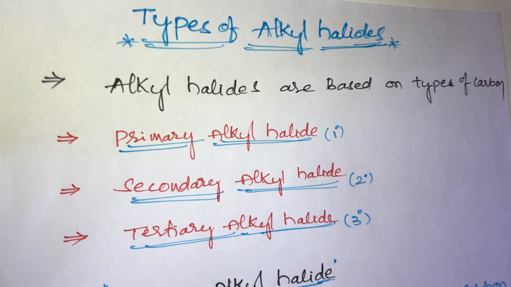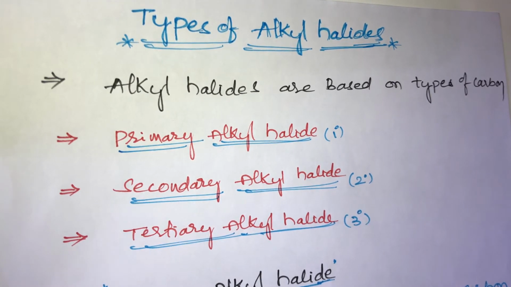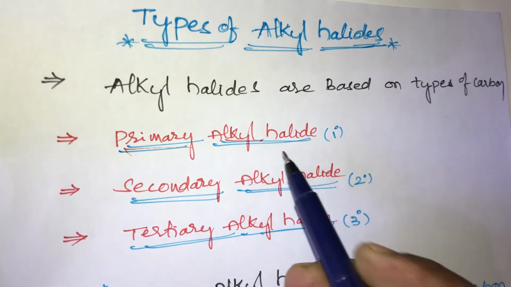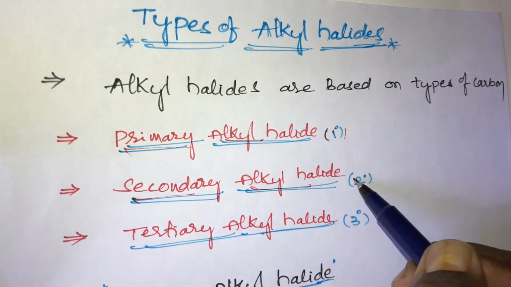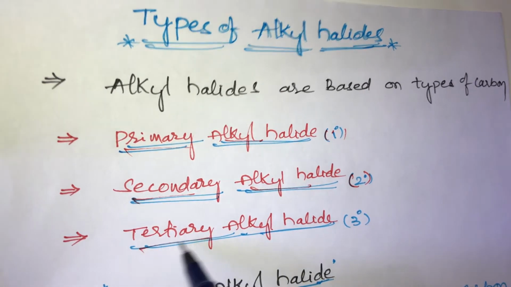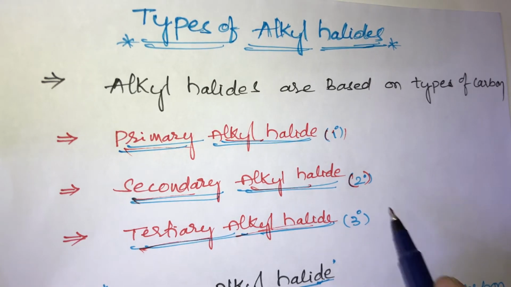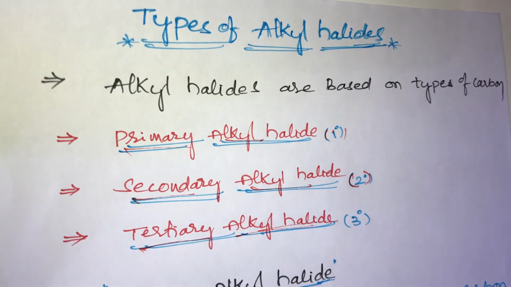Generally they are classified into three types. The first one is primary alkyl halide, the second one is secondary alkyl halide, and another one is tertiary alkyl halide. Primary alkyl halide is denoted by 1 degree, secondary alkyl halide is denoted by 2 degree, and tertiary alkyl halide is denoted by 3 degree. These are the three main types of alkyl halides.